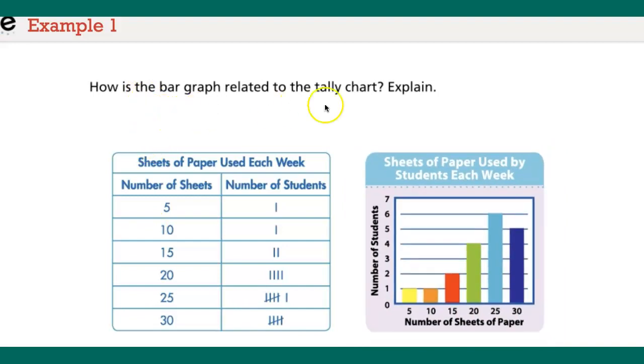How is the bar graph related to the tally chart? If you look, the number of sheets of paper is over here and the number of students is there. Here is the number of sheets of paper being used. There are 5 sheets, so how many students did that? Only 1. The same goes for the number of students for 10 sheets of paper, so they are related. You create a bar graph, and later on we will also make a bar graph on our own set of data. Okay, let's see another example.